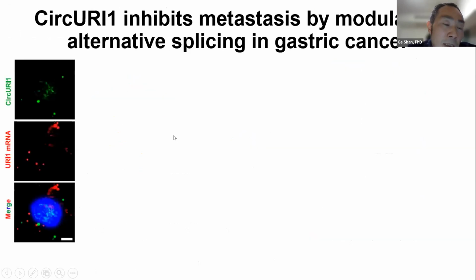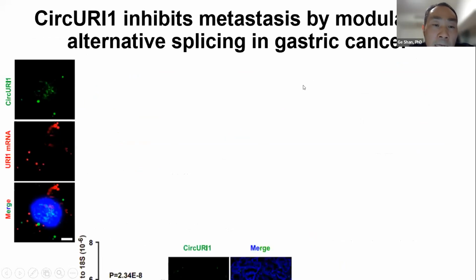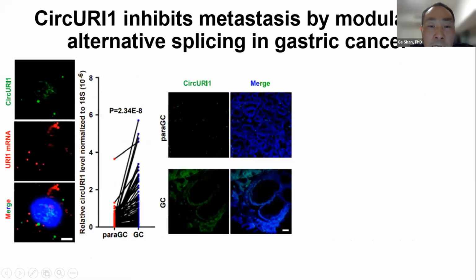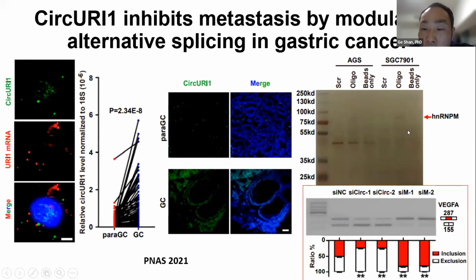Very recently, we reported another circRNA. It's an exonic circRNA called circRN1, which is highly expressed in gastric cancer. We showed that this circRNA can interact with a protein called H9PM, which can regulate alternative splicing, like of VEGF-A, to regulate the metastasis of gastric cancer.